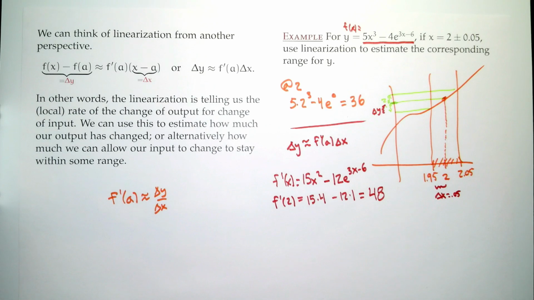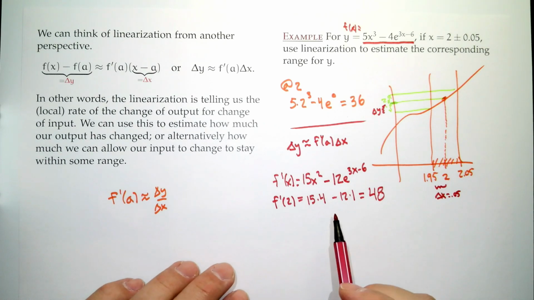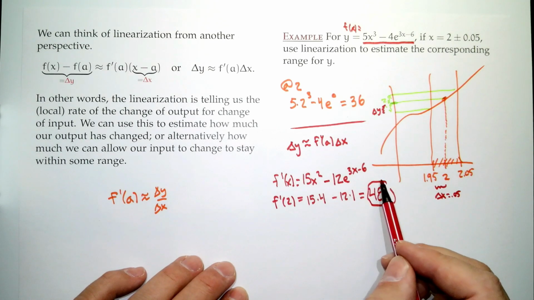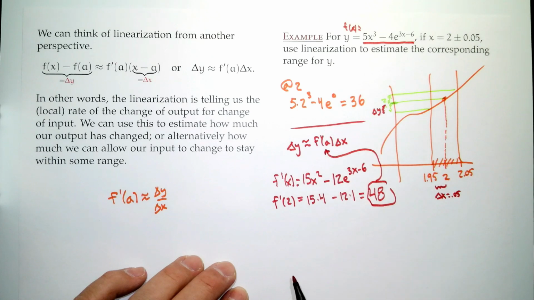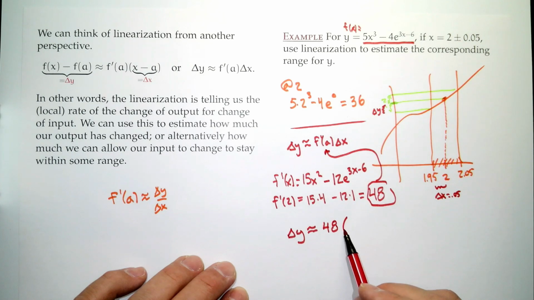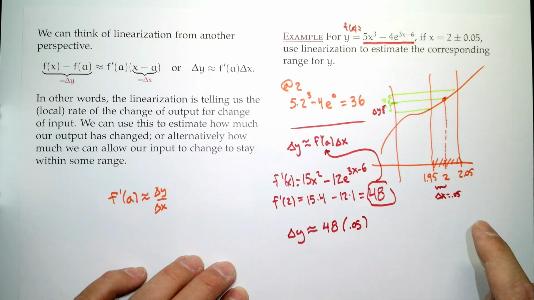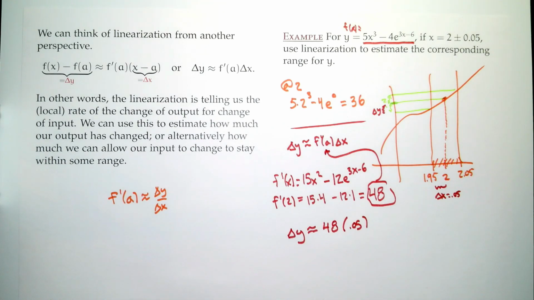Now that's not saying I'm going to move by 48. That's saying that's what the rate of change is. For a given little change in the input, that's the corresponding amount we scale by for the change in output. So this 48 is what goes into there. So our change in y, how much y can vary, is approximately 48 times 0.05, which is our change in x. Now, if we take 48 times 0.05, what does that become?